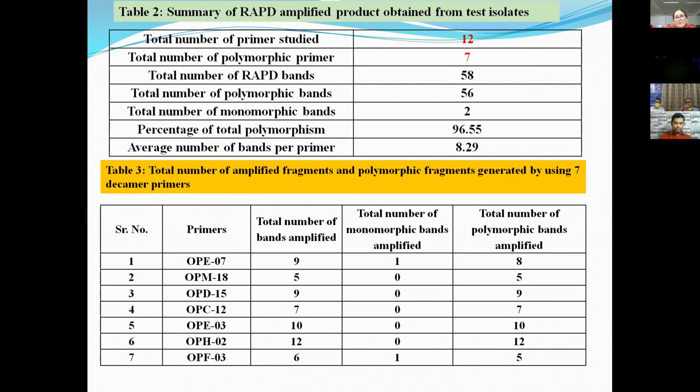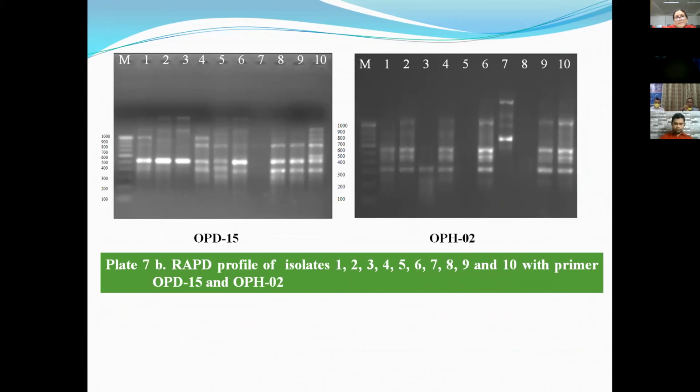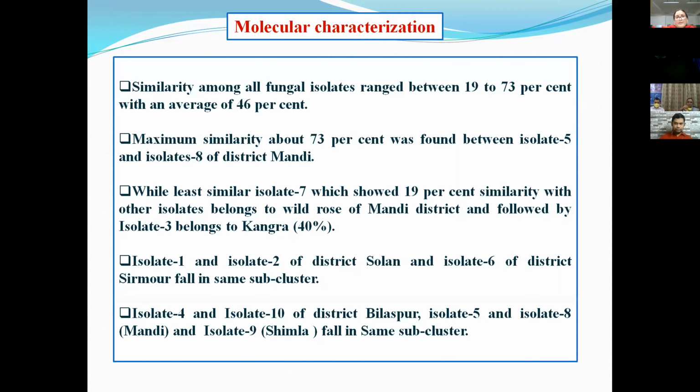RAPD was performed by collecting different isolates from different regions. We saw that out of 12 primers used, only 7 showed polymorphic patterns like this, as you can see. We observed that some of the isolates clustered in the same group, whereas others showed distinct behavior.